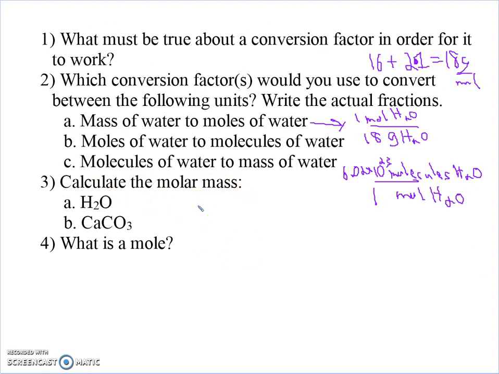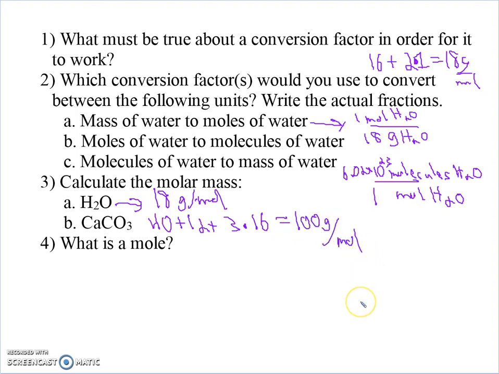Calculate the molar mass. Well, I kind of already did this one. It's kind of hard to answer question 2 without doing that one. And then calcium carbonate. Calcium is 40 grams per mole. Carbon's 12. Each oxygen, there's 3 of them, is 16. Okay, so we get 48 plus 12 is 60, plus 40 is 100. Mental math, what?